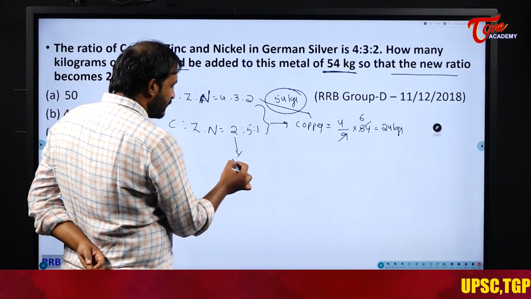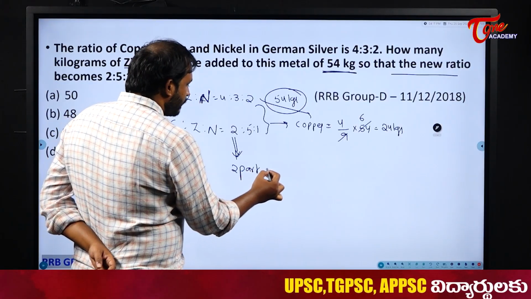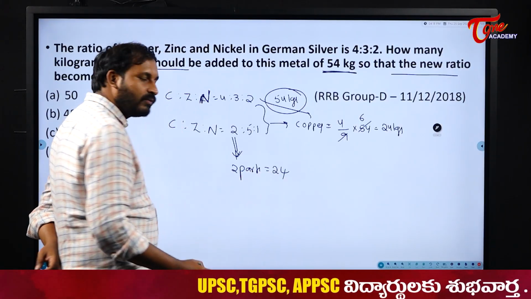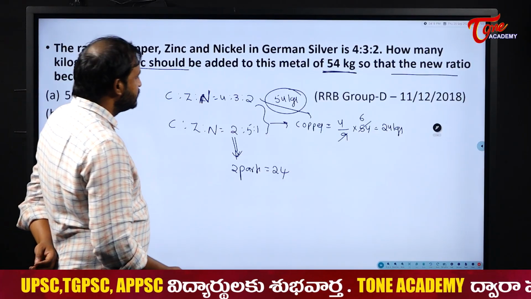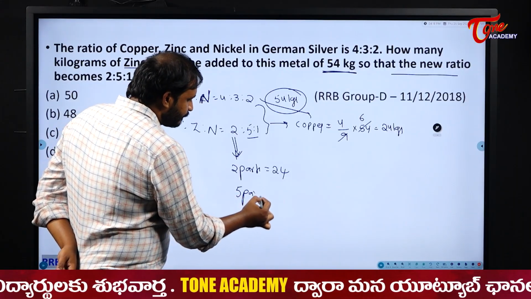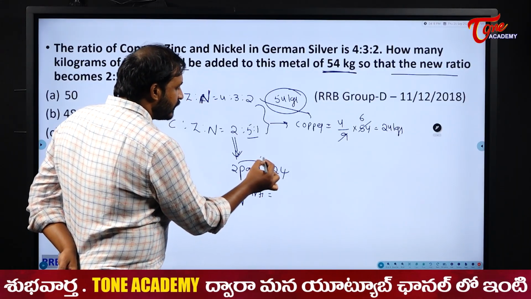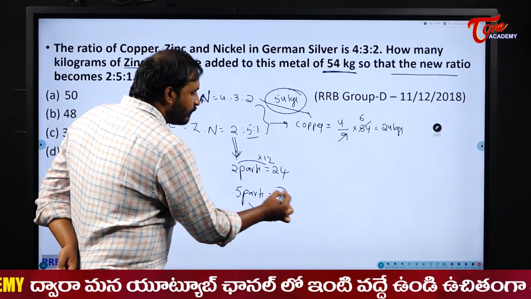So that means, here in the second case, 2 parts is equal to 24. And they are asking us about zinc. Zinc is present in the middle. So 5 parts will become what? 2 parts is 24 means 1 part is 12. So 5 into 12 it will become 60. That means present zinc portion is 60.